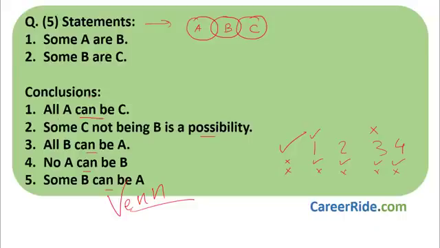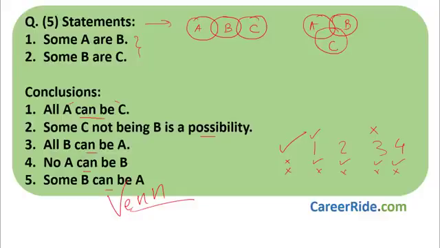Moving on to the conclusions. All A can be C. Now this is A, this is C. Is A and C connected? No. Over here we want the relation between A and C, but there is no direct relation in the statements. So can we draw this diagram in any other way? They have given some A are B, correct, and some B are C. There is no direct relation between A and C, so we can draw this diagram in another way. We can have A and this is B, and then we can say that A and C are connected like this.